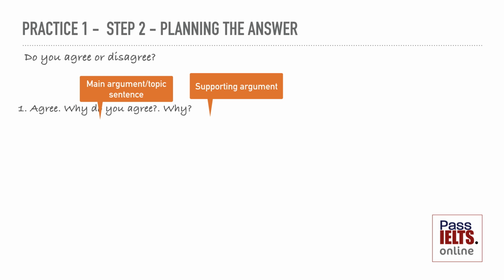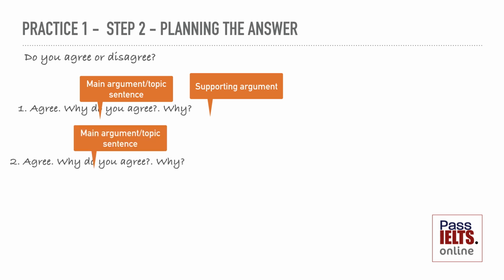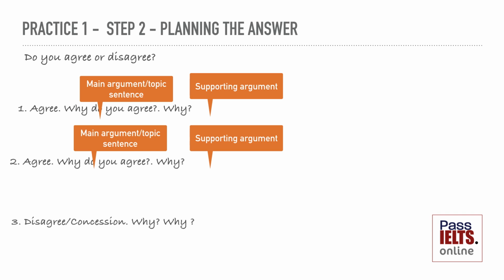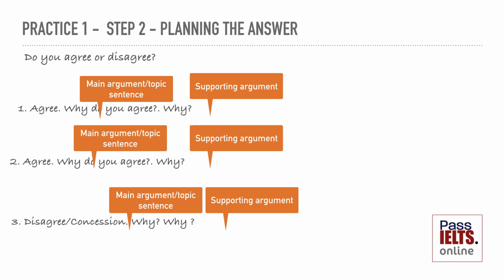Then you would go on to the second paragraph. Again, let's just say that you agree. And why do you agree would give you your main argument, and why again will give you your supporting arguments. And lastly, let's say that you have a concession. Why do you have this concession? Why do you disagree? You would have your main argument, and lastly, your supporting argument would come from there. Now, obviously, I can't assume what you have done here and what arguments you have. If you would like to send me your plan, you're more than welcome to send it to our email address.